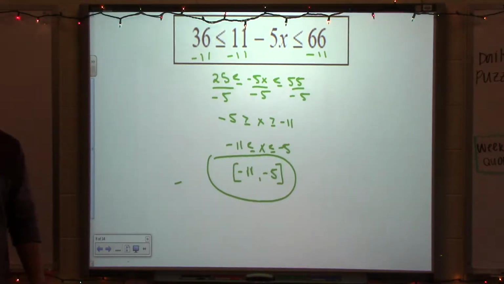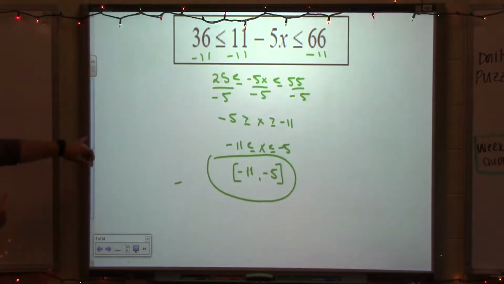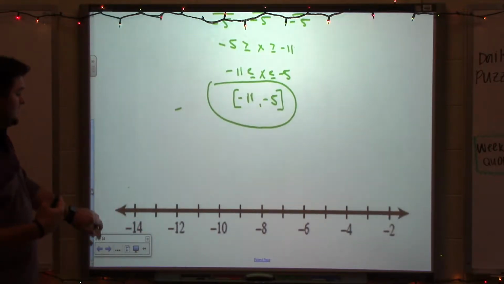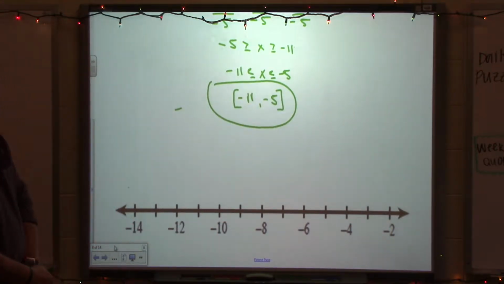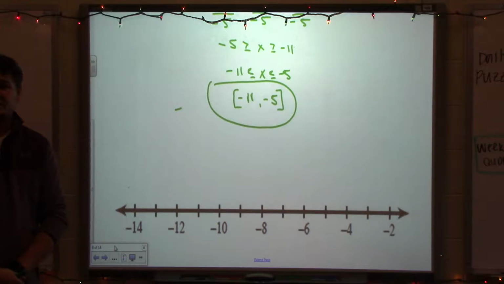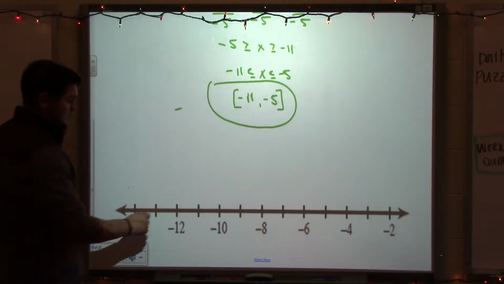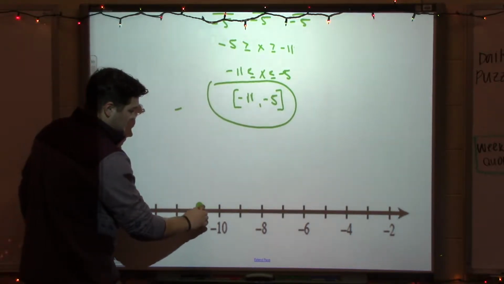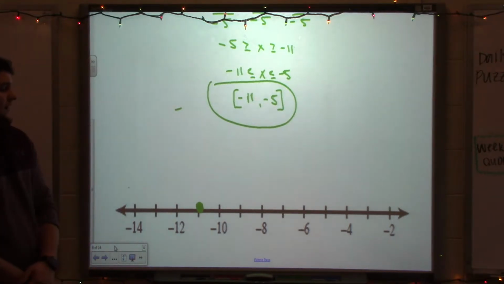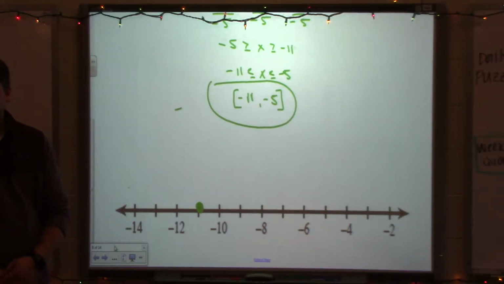Okay? Does that make sense? So then if I ask you to graph that, on my graph down here, I'm going to go to negative 11. Am I going to have an open or filled in circle? Filled in, right? We're including it. We just said that. Okay? I'm going to go to negative 5. Open or filled in? Filled in.